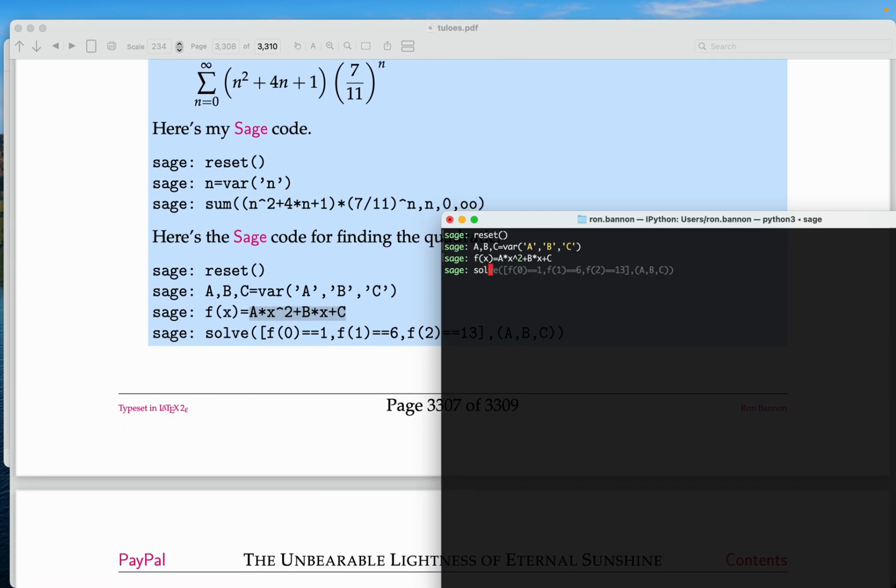And solve. Let me repeat what we're doing. So f of 0, that's the first term, is 1. f of 1, that's the second term, is 6. And f of 2, the third term, is 13. And I want to solve for a, b, and c.